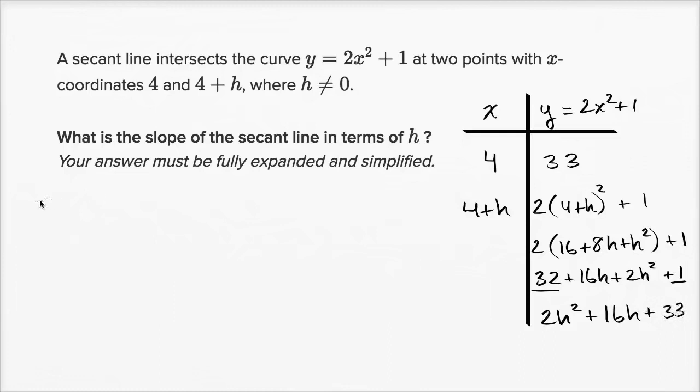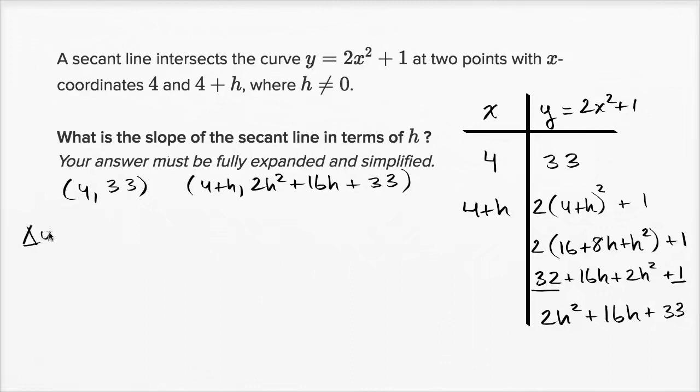And so we have these 2 points. We have one point, 4, 33, and we have the other point, 4 plus h, 2h squared plus 16h plus 33. And we just have to find the slope between these 2 points because the secant line contains both of these points. So how do we find the slope of a line? Well, we do a change in y over change in x.